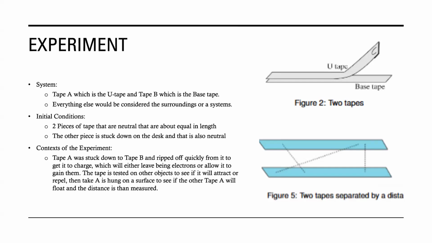The context of the experiment. Tape A was stuck down to tape B and ripped off quickly from it to get a charge, which will either leave behind electrons or allow it to gain them. The tape is tested on other objects to see if they will attract or repel. Tape A is hung on another surface to see if another tape A will float, and the measured distance is observed.